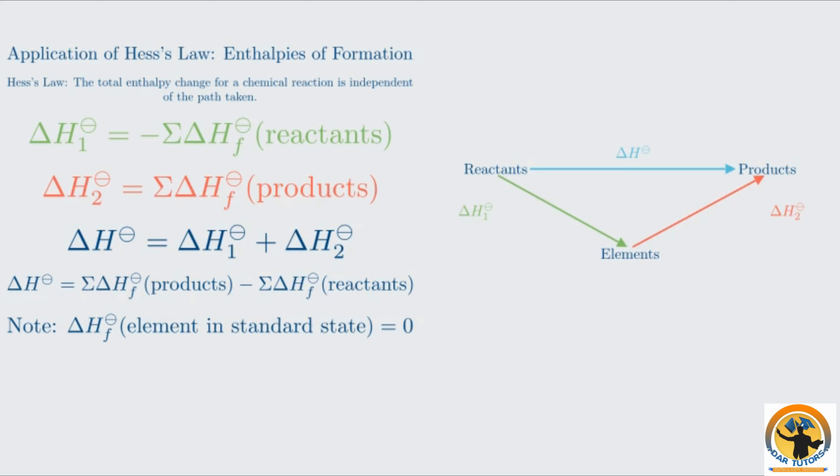dH is the sum of the formation enthalpies of the products minus the sum of the formation enthalpies of the reactants. It's crucial to remember that formation enthalpies of elements in their standard states, like O2 or Al, are defined as 0. Let's work through an example. We will calculate the enthalpy change for a redox reaction.